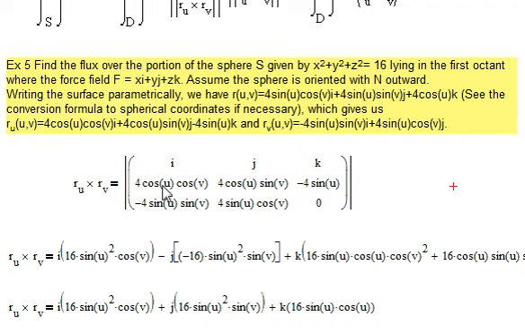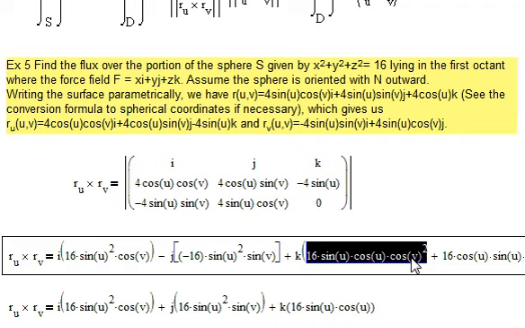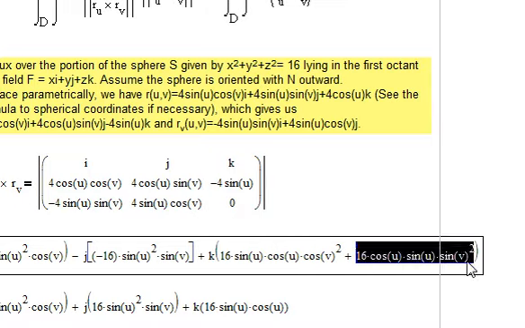And then k times its minor, which is 16 sine of u cosine of u cosine of v squared, minus a negative, so we'll say plus 16 times cosine of u times sine of u times sine of v squared. There's that part, and that's all times k, of course.